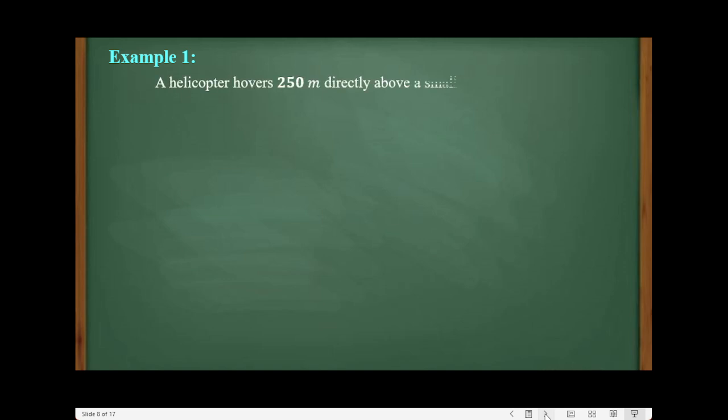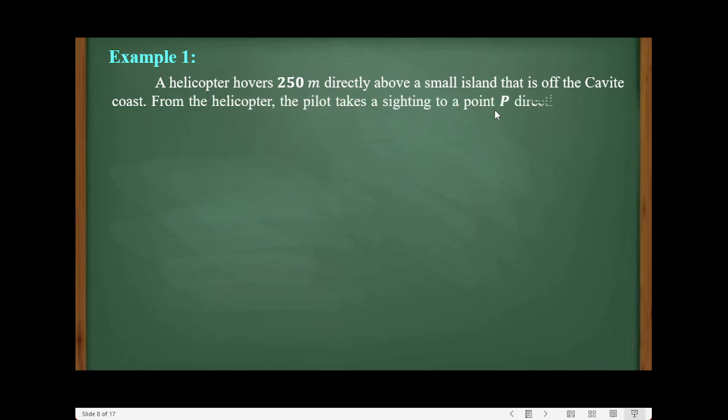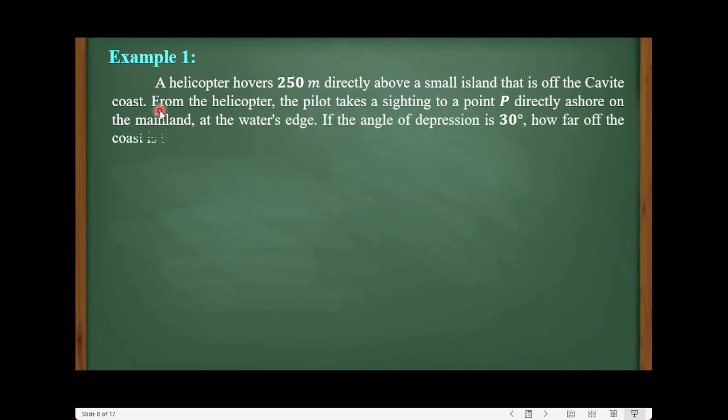A helicopter hovers 250 meters directly above a small island that is off the Cavite coast. From the helicopter, the pilot takes a sighting to a point P directly ashore on the mainland at water's edge. If the angle of depression is 30 degrees, how far off the coast is the island?